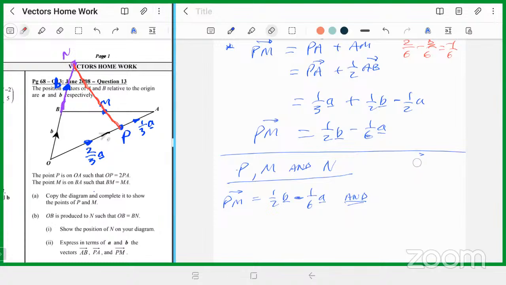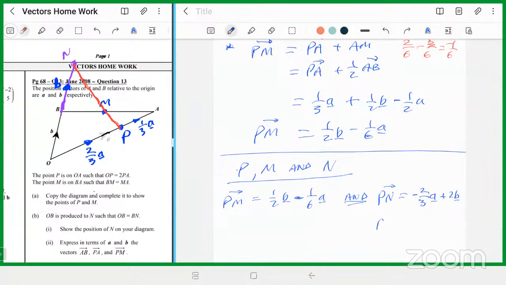That's what the questions are about at the time. You have to look and see which one is easier to use. So I'm going to use PN, because PN clearly is minus 2/3 a plus 2b. See that? These are the two vectors I'm using. If you notice, this one has the a second and the b first, so I'm going to spin around these two to set it out in the same order as that.